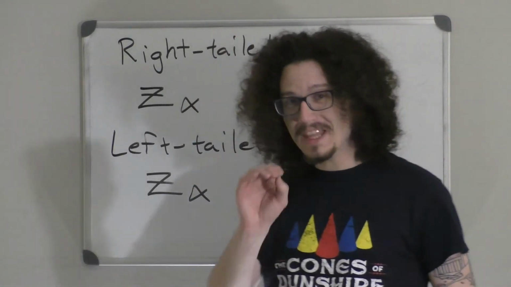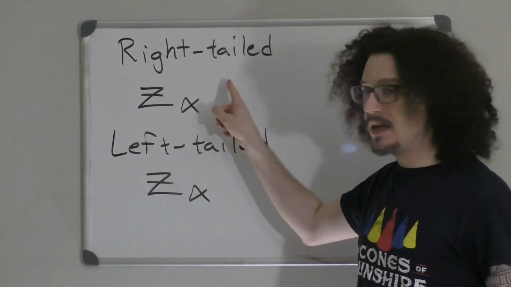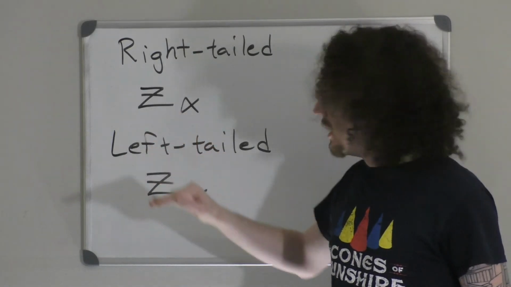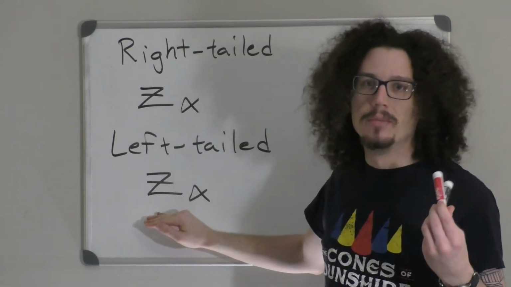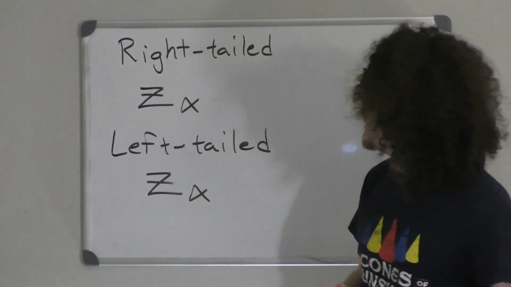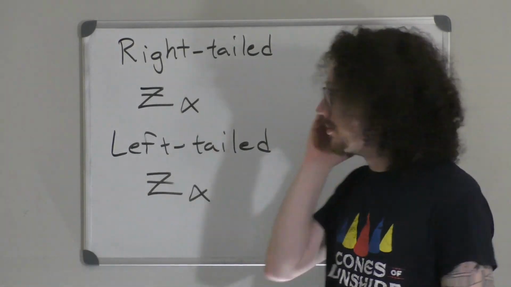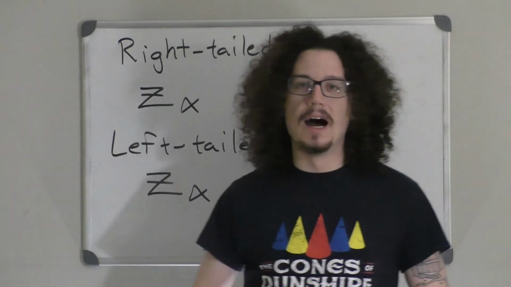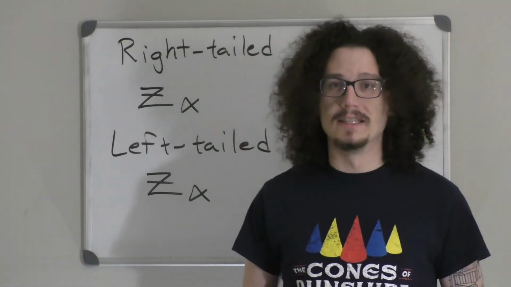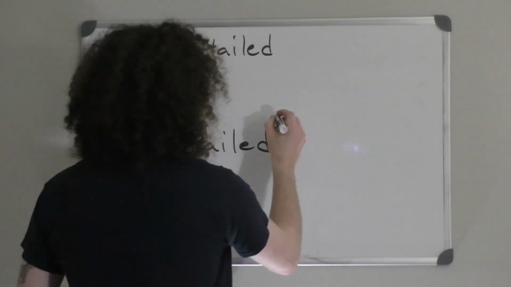So it's just alpha. Now, the difference is that for your right-tailed test, your critical value should be positive. For a left-tailed test, it's going to be negative. So I just want to make that distinction because I'm going to notate them exactly the same. I'm just going to notate it as z alpha, and we'll just have to remember to make those negative or positive as is necessary.